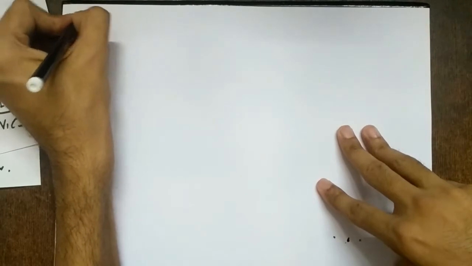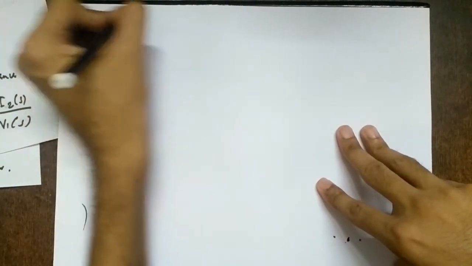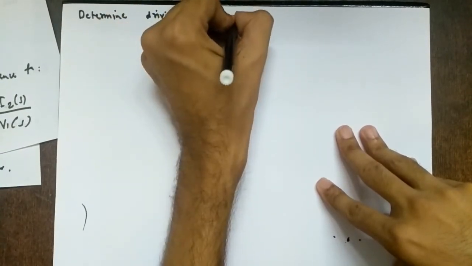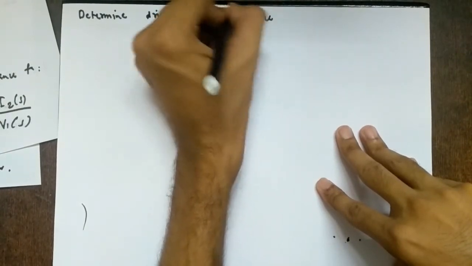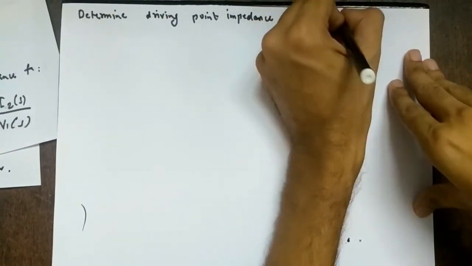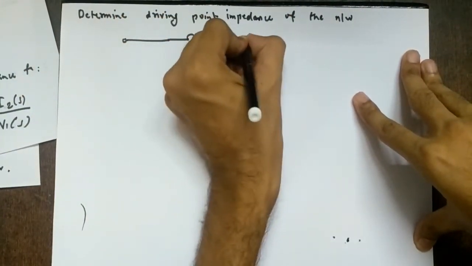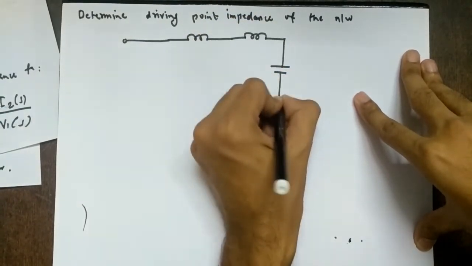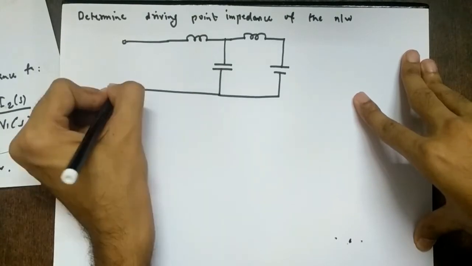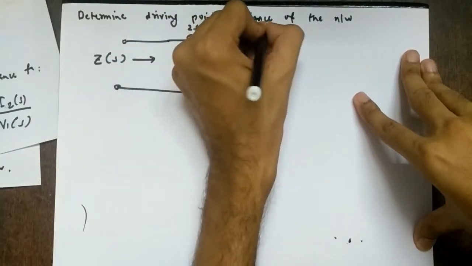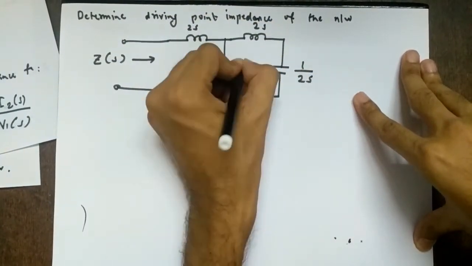So let's go to the next one. Again, the same question: determine the driving point impedance of the network. Now they have already given it in the transform domain, so you don't have to worry about taking the Laplace transform or going into the S domain. So driving point impedance is again Z of S. So 2S, 2S, 1 by 2S and 1 by 2S.